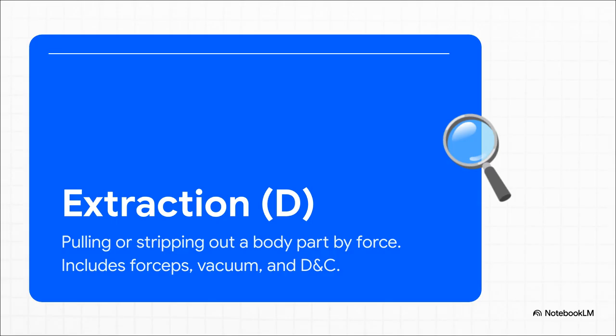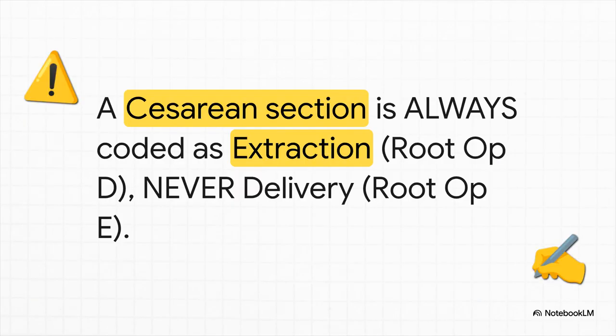If the doctor places a vacuum cup on the baby's head, that's extraction. If they manually turn the fetus using internal version, again, that is extraction. Write this down for your exams and definitely highlight it in your notes. A cesarean section is surgically pulling the baby out, meaning it's always coded as an extraction, never delivery.